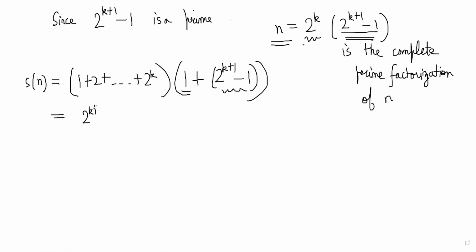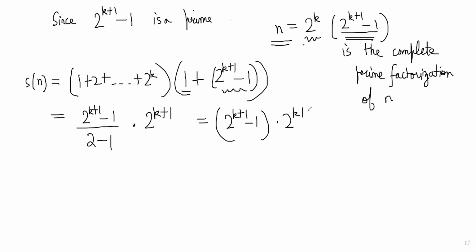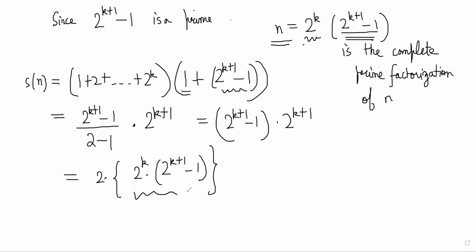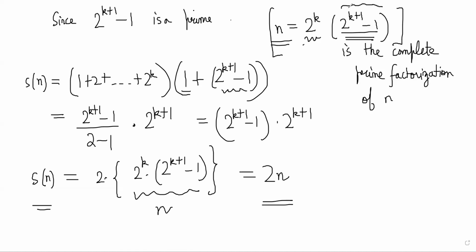So this becomes (2^(k+1) − 1) / (2 − 1) multiplied by, this is what? This is 2^(k+1), right? So this becomes (2^(k+1) − 1) multiplied by 2^(k+1), which is equal to twice 2^k × (2^(k+1) − 1). Now notice that this is our n, so we are getting S of n equal to 2n. So since S of n is equal to 2n, n is a perfect number. So for any number of this form, if the inside part 2^(k+1) − 1 is a prime, then the number 2^k × (2^(k+1) − 1) becomes a perfect number, right?